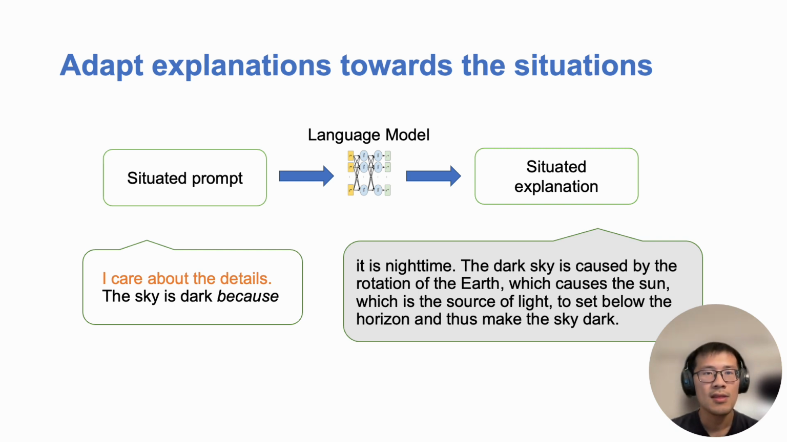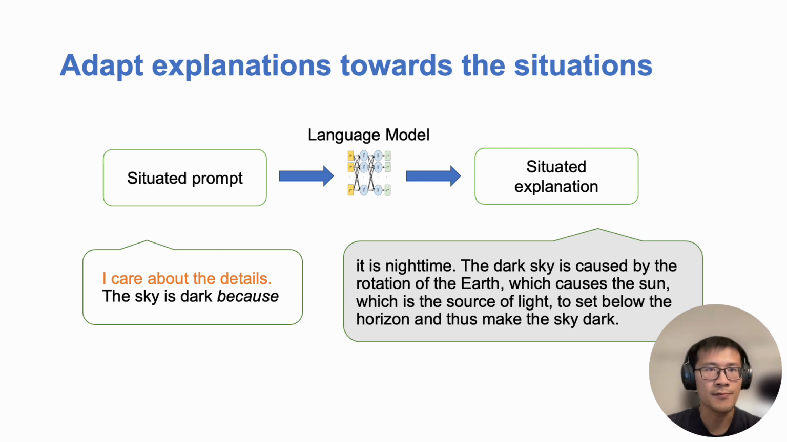But there are a lot of ways to write the desired properties into the prompt. We can say, "I care about the details." We can say, "We care about the details." We can even say, "The sky is dark because of the detail." So which of these prompting methods is the best?